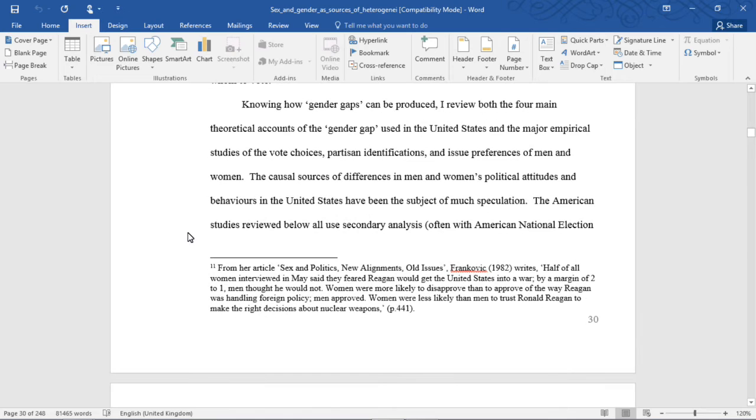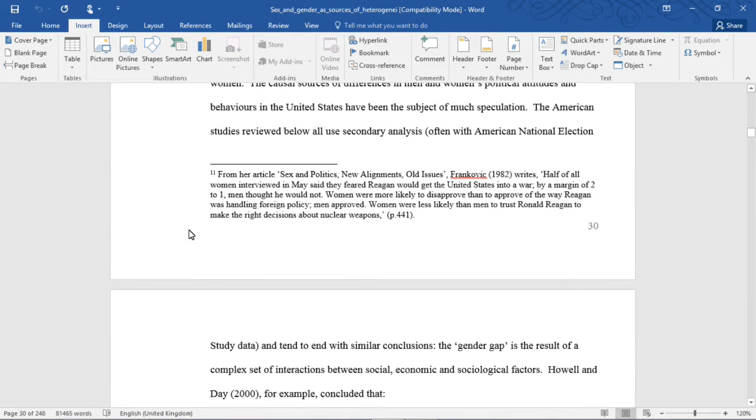Knowing how gender gaps can be produced, I review the four main theoretical accounts of the gender gap used in the United States and the major empirical studies of the vote choice, partisan identifications, and issue preferences of men and women. The causal sources of differences in men and women's political attitudes and behaviors in the United States has been the subject of much speculation.